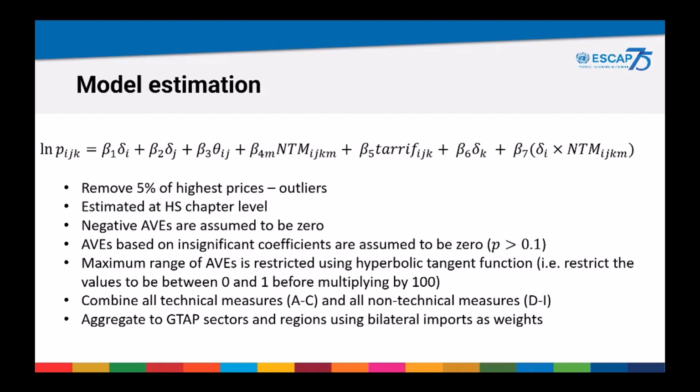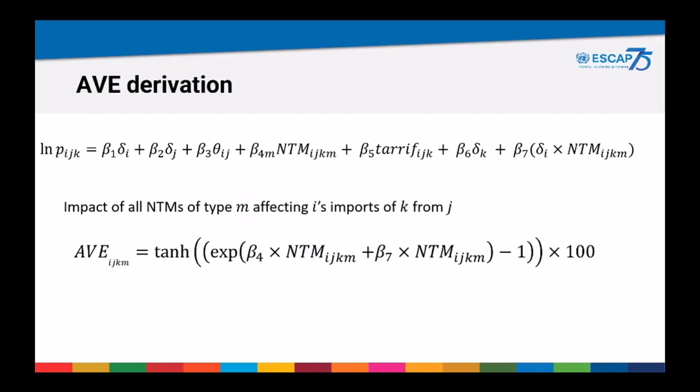And as I said, we combine all technical measures A to C as one type of NTM and all non-technical measures as another type of NTM. So we get basically two values for each HS code. We also developed a script to aggregate to GTAP sectors and regions using bilateral imports as weights.